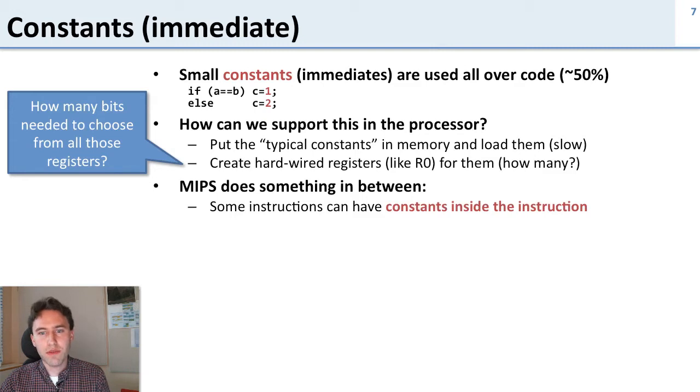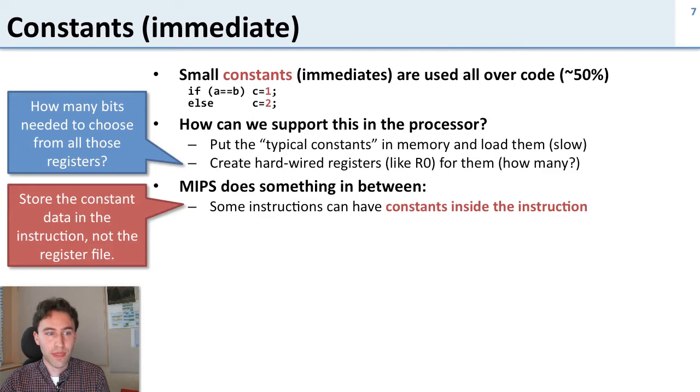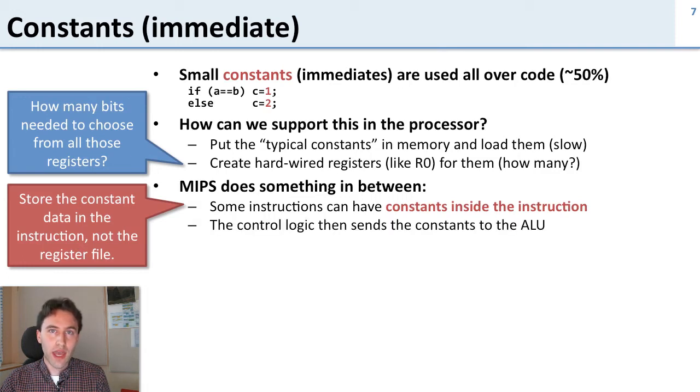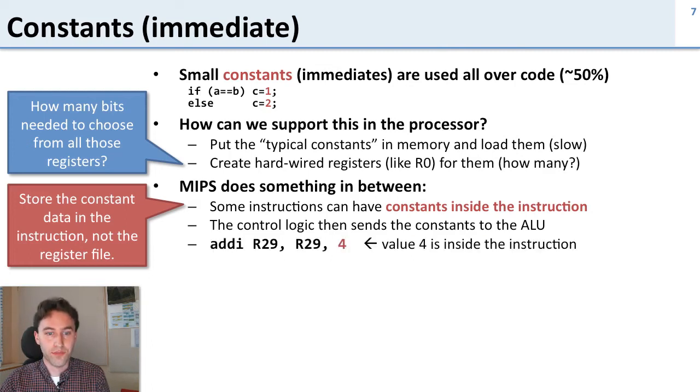So what MIPS does is something in between. It allows some instructions to have constants inside them. These are known as immediate instructions because they have immediate values, or constants, inside them. This way we don't have to store the data in the register file or in the memory. We can store it inside the instruction itself. When we have this, the control logic takes the constant out of the instruction and sends it to the ALU so we can use it just like any other value.